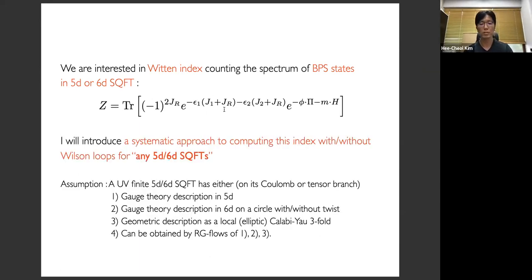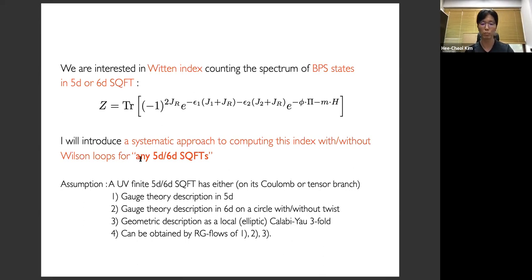We usually compute this index by using localization on instanton moduli space using the ADHM construction, or by using the topological vertex method in a local Calabi-Yau threefold. However, such traditional approaches are quite limited to only very special cases. So today I'll introduce a systematic and universal approach to computing this kind of BPS index with or without Wilson loops for any 5D, 6D SQFTs.